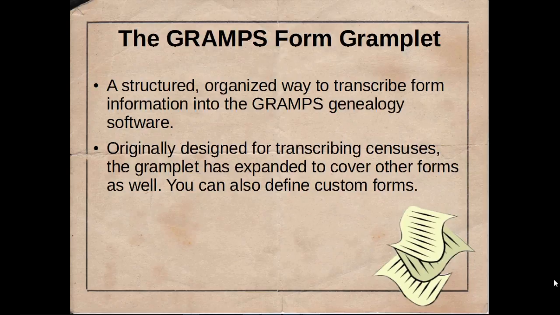Censuses from many different countries are supported out of the box, as are UK birth, marriage, and death certificates, but you can also define custom forms based on whatever forms you find most often in your research. This could be draft registration cards, your own local birth, marriage, death certificates, any form where you see a lot of those boxes with writing in it. You can define a custom form for inputting that into the GRAMPS genealogy software using the forms Gramplet.